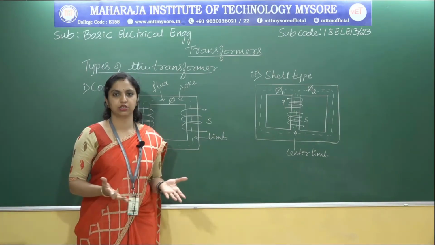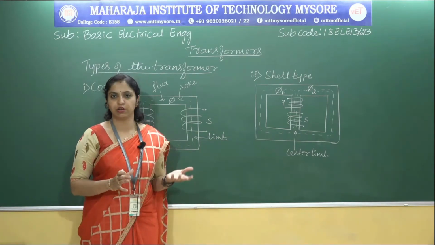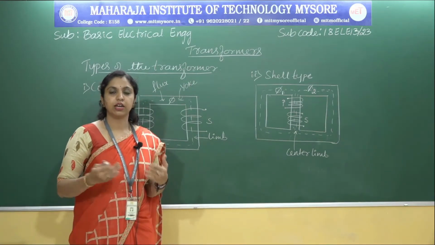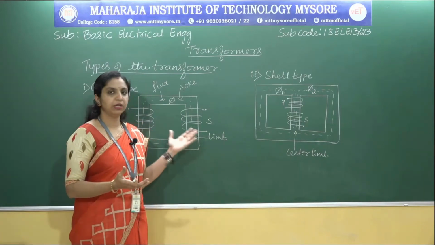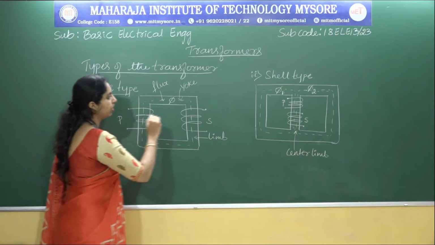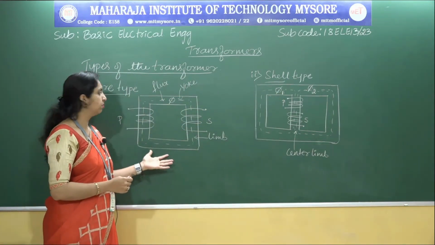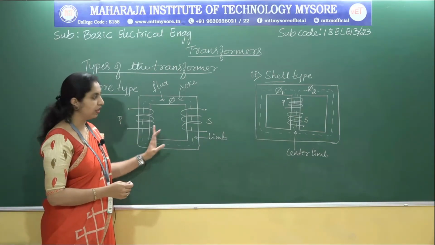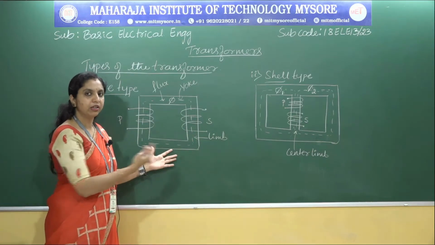You have seen the construction of the transformer. Here we have two different parts. One we call the magnetic core and another one is windings. Based on the relative arrangement of the magnetic core and the winding, it has been classified into two types. One we call the core type and another one we call the shell type. Now we need to look at the differences between the core type and the shell type, as you can see in these two figures.